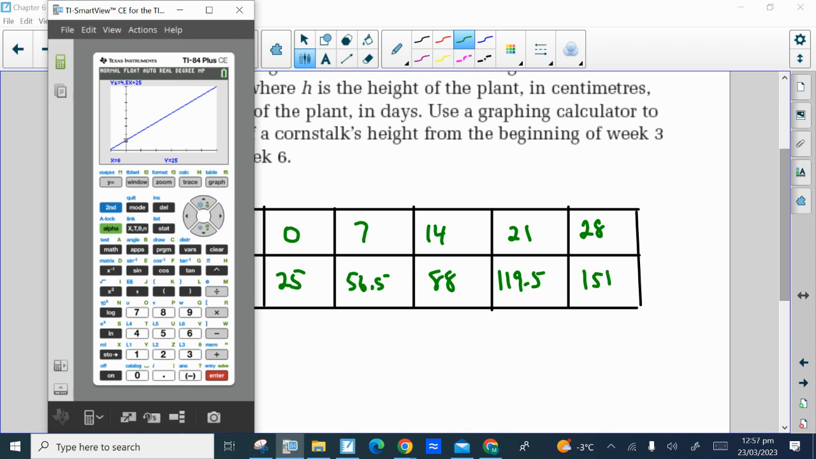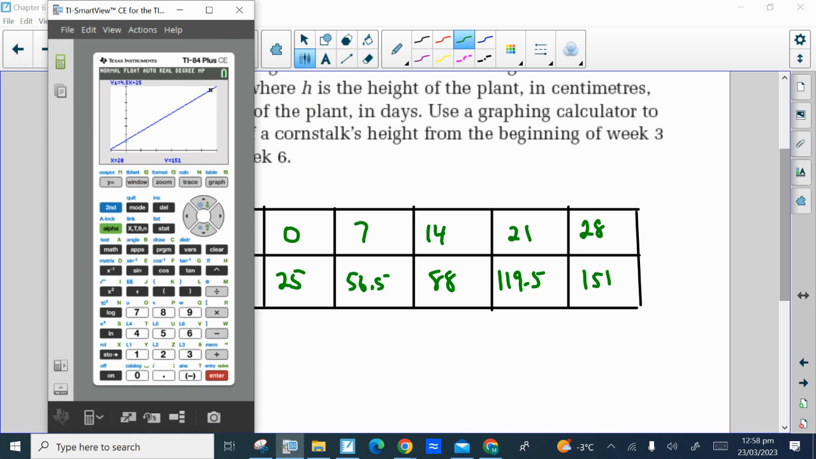I'm still in the trace mode, so if I want to check the point where I let a equal 7, I hit 7, and notice that x equals 7 shows up below. When I hit enter, it goes there on the graph. It also tells us our y value, 56.5. They match. If I go to 21, again, there's the right y value, 119.5. They match. And the last one is 28, 151, which matches the value we got on our table.